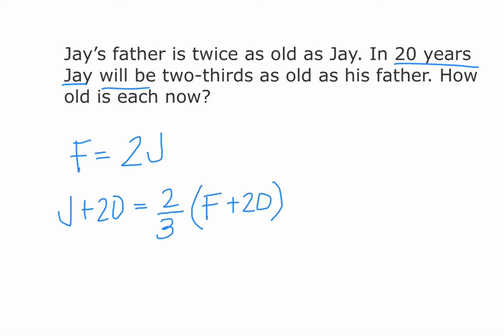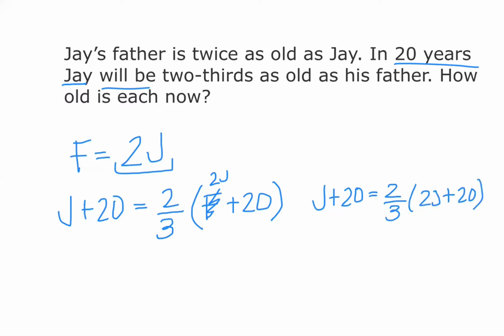So we're going to solve wherever we see F. This is substitution again. We're going to replace it with 2J, which is here. No, 2J. Okay, so let's rewrite this. J plus 20 equals 2/3 times 2J plus 20.